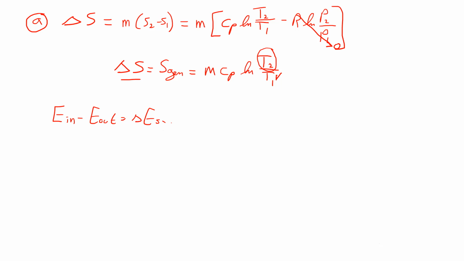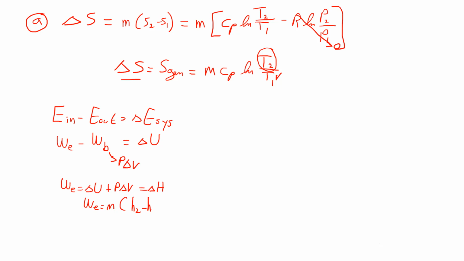E in minus E out equals delta E system. E in is the electric work from the electric resistance heater. Work out is going to be the boundary work. And the change in internal energy will be the change in energy of the system. It so happens that this is constant pressure boundary work, so the boundary work would be pressure times the change in volume. If I bring that work term to the other side of the equation, I get delta U plus P delta V, which is equal to delta H, or mass times H2 minus H1.